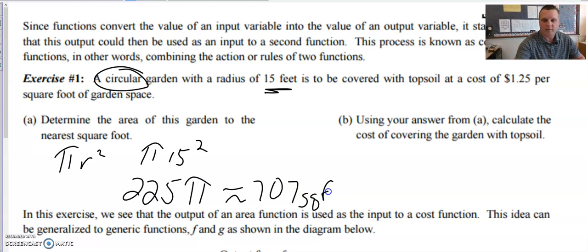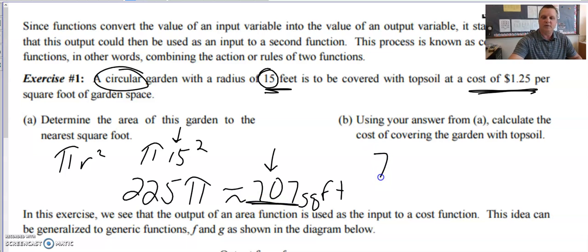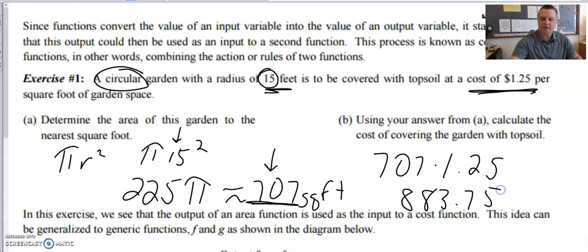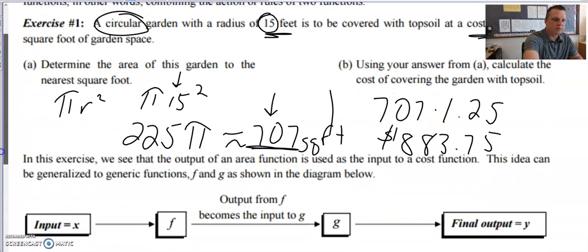Now, using your answer from A, calculate the cost. The cost is $1.25 a square foot. So this 15 feet was the first input value, and we received an output value. Now this 707 is going to be an input value, times the 1.25, at a cost of $883.75.